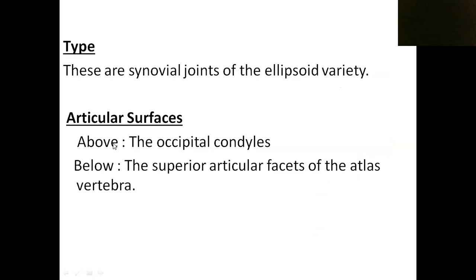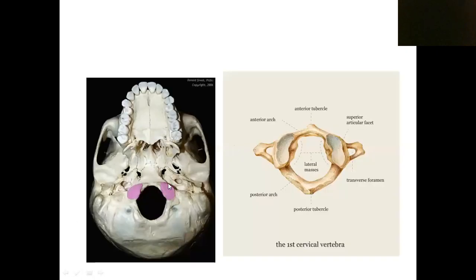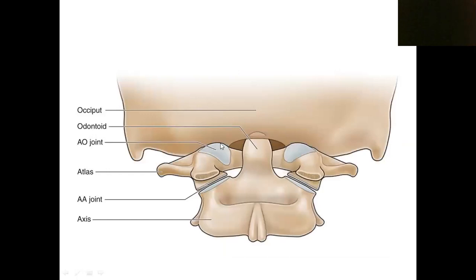Articular surfaces. Superiorly, the occipital condyles. See here, the occipital bone has two condyles, right and left condyles. This is the inferior view of the skull. So superiorly, these condyles belong to the occipital bone. The superior articular surface is formed by the occipital condyles. This is the anatomical position, so approximately in this region we have the occipital condyles.